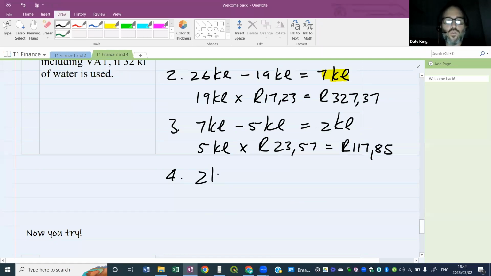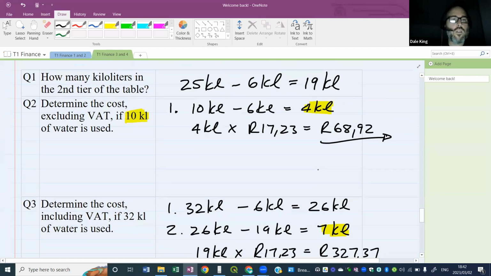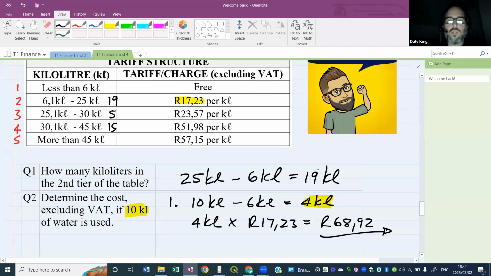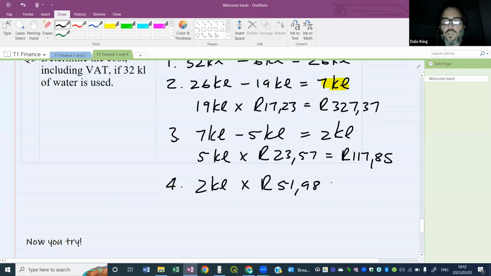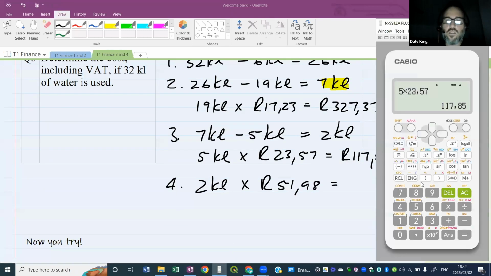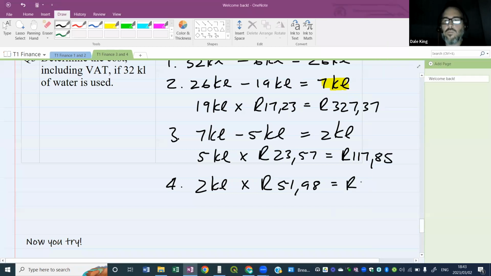So these 2 are in the fourth tier. So I'm going to go ahead. That's all we have left. And I'm going to charge at 51 Rand. I think it was 51.98. Let me check. Yes. So these last 2 are in the fourth tier. They charge at 51 Rand 98. That gives R103.96.